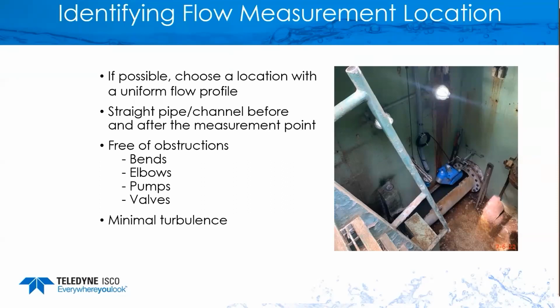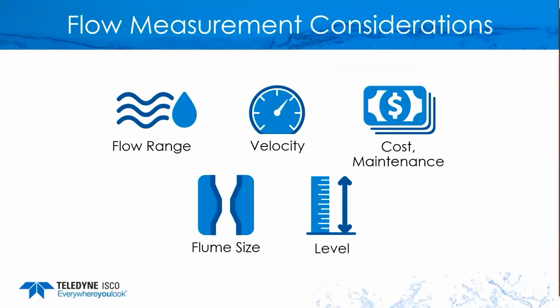And just because you do have the bends or elbows in front of your measuring point doesn't rule it out. The velocity comes into play. Slower velocity doesn't really need as much straight run of pipe in front as higher velocity, because essentially you just need time for that flow to straighten out. And so the idea is that we want minimal turbulence. And so by picking a location that does have a straight section of pipe or channel in front is going to minimize the turbulence.